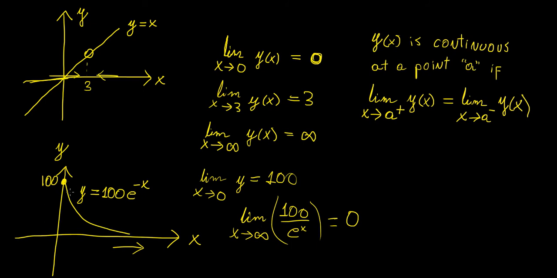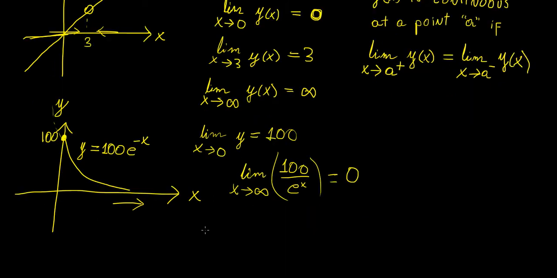Now, the next thing we need to talk about is, okay, so what happens to this function? This function keeps going, right? So it keeps going in this direction. So what do you think would happen if you take a limit as x goes to minus infinity?